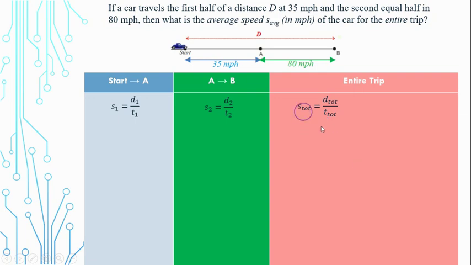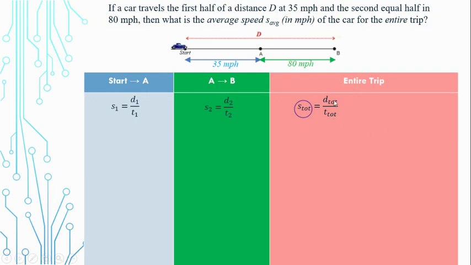So the question is asking us to find the average speed for the entire trip. So S total, okay? In order to find S total, we need two quantities in physics. We need the total distance traveled, and we need the total time. And this is where your problem solving starts to come in. Just find these quantities, hopefully as painlessly as possible.